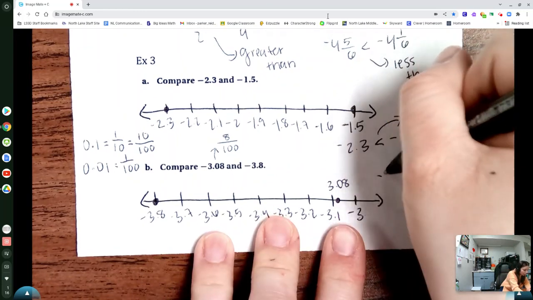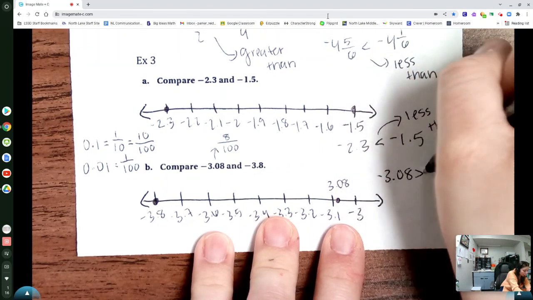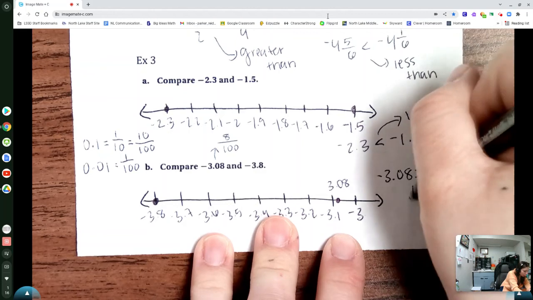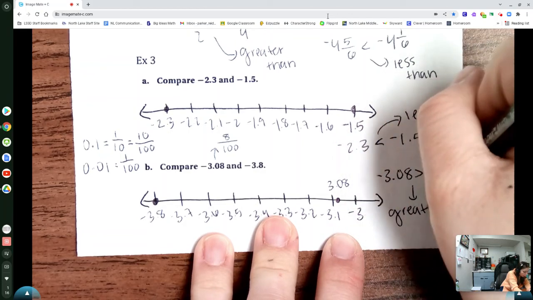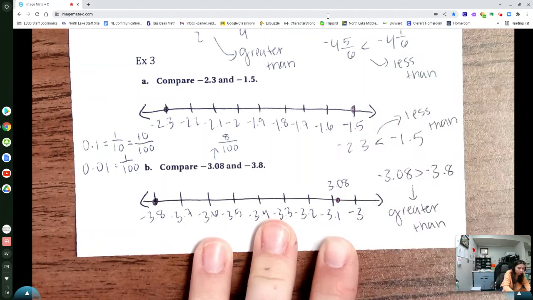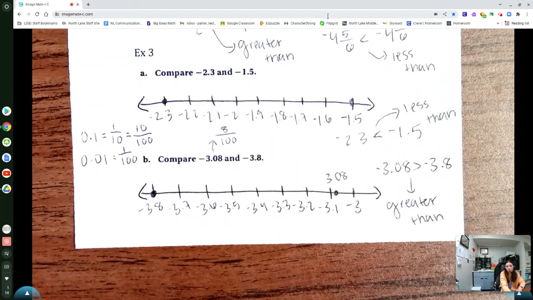That means that negative 3.08 is greater than negative 3.8 because it is further to the right on my number line. It is closer to 0. It's the greater number. We could also have compared these without even using our number line.